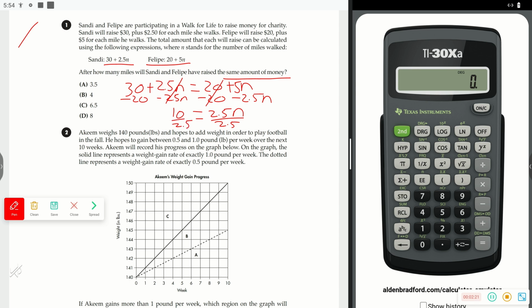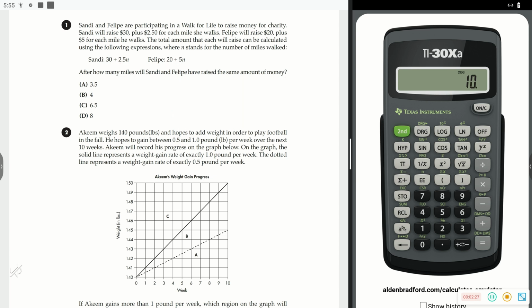So to find this, we have to do 10 divided by 2.5. So in our calculator, we're just going to type 10 divided by 2.5 equals, and it should equal 4. So we can see that the proper answer is 4. Sorry, my red lines dropped off there whenever I was typing that in, but we can see that the answer was 4 for number 1. So now we'll go to number 2.